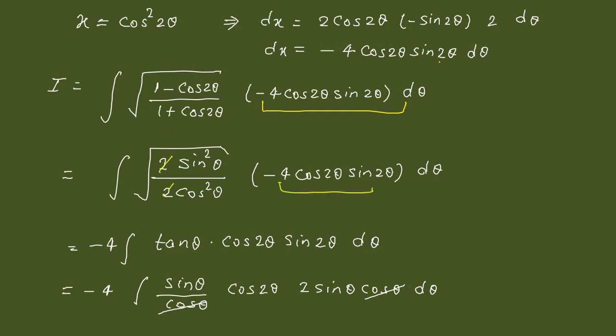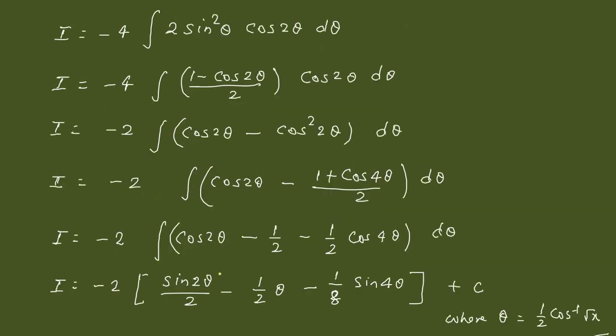So here 2 and 2 will get cancelled, and sine square theta by cos square theta will be tan square theta, and when we take the square root of this tan square theta we will get tan theta. Again writing this tan theta in the form of sine and cosine, we will have sine theta by cosine theta, whereas cosine theta and cosine theta will get cancelled, and so we will have this sine theta cosine 2 theta 2 sine theta. So of course this 2 sine theta and sine theta will be multiplied together to get 2 sine square theta, and this cosine 2 theta as it is.